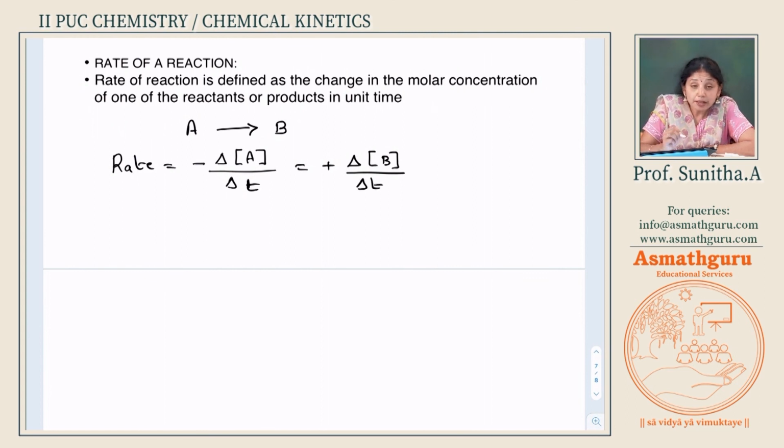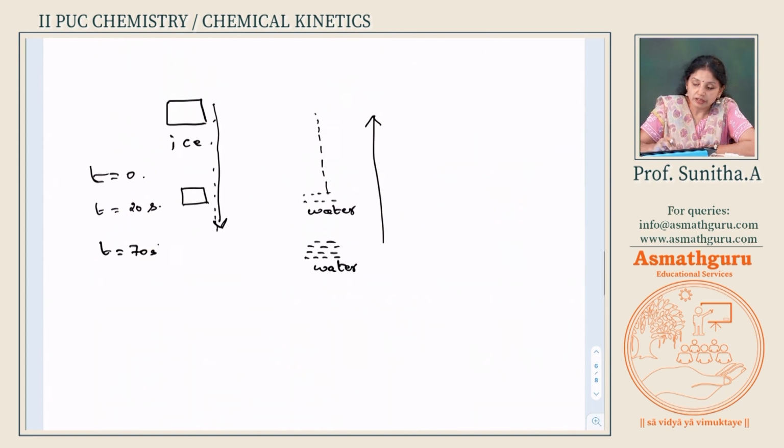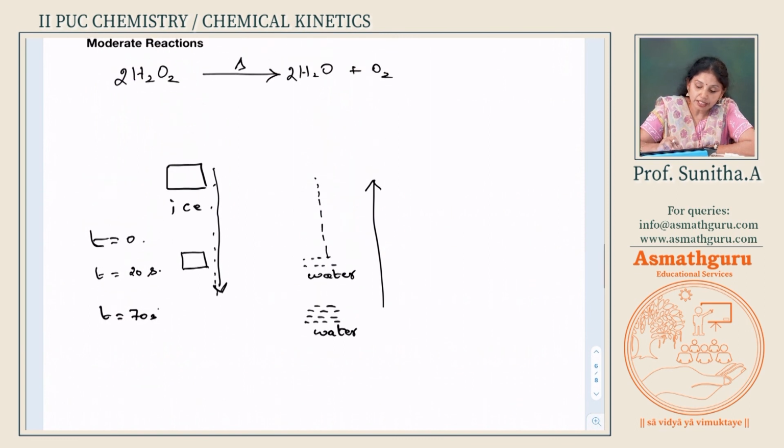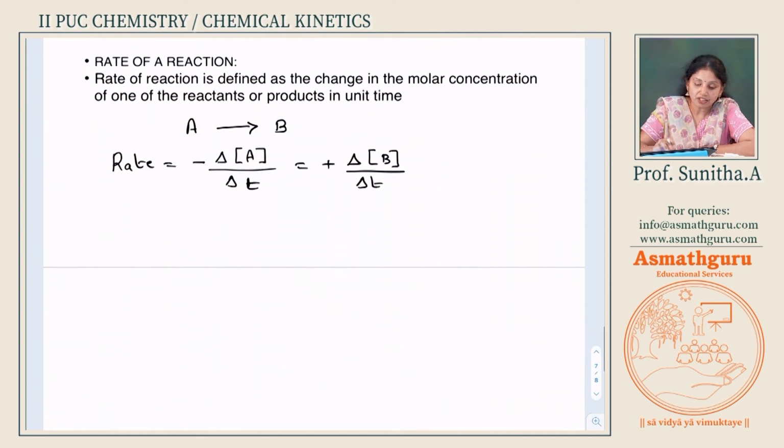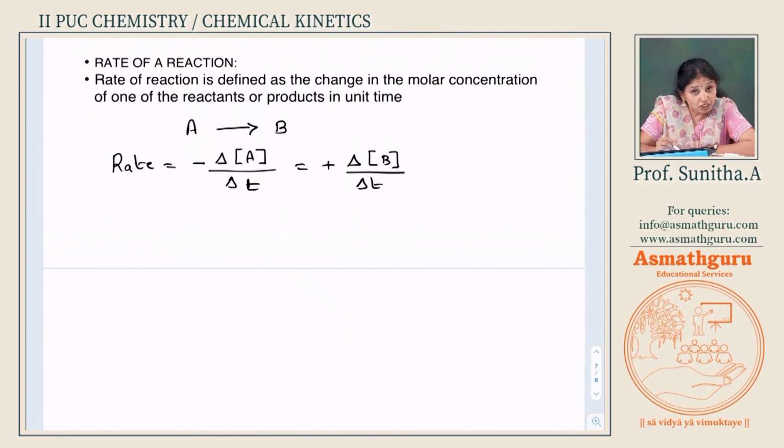Now, why did I put minus sign for reactant A? Why did I put plus sign for product B? Let us recall. As we are having reactant ice, it went on decreasing with respect to time. So, it is put with negative sign. Product water went on increasing with time. So, we have put positive sign. So, the rate of the reaction is decrease in the concentration of the reactant or increase in the concentration of product with respect to time.